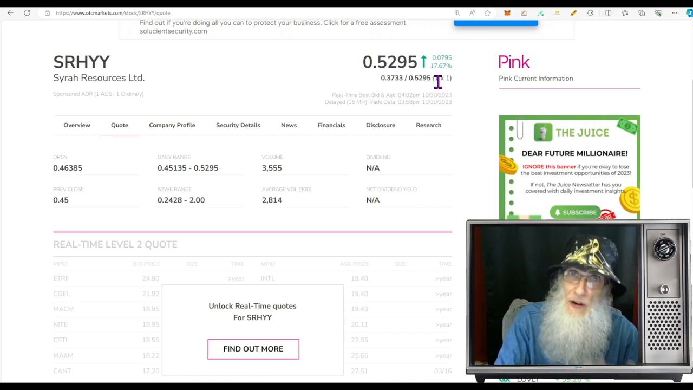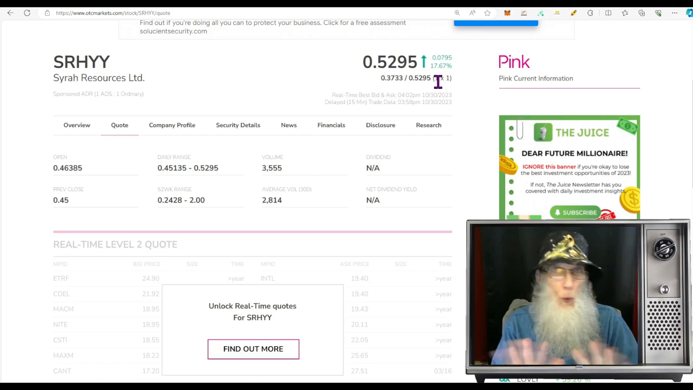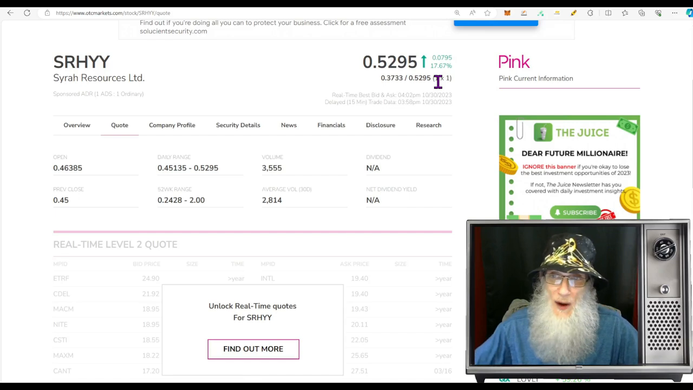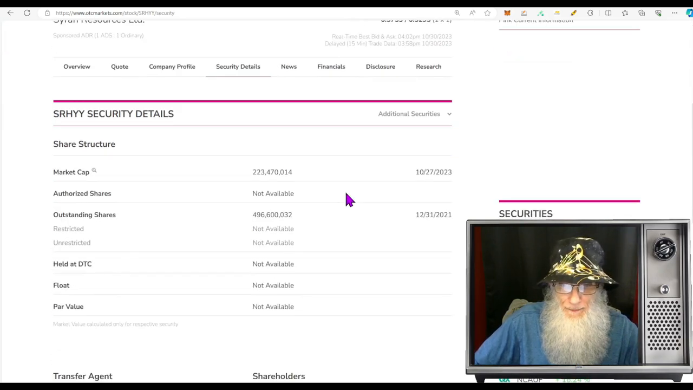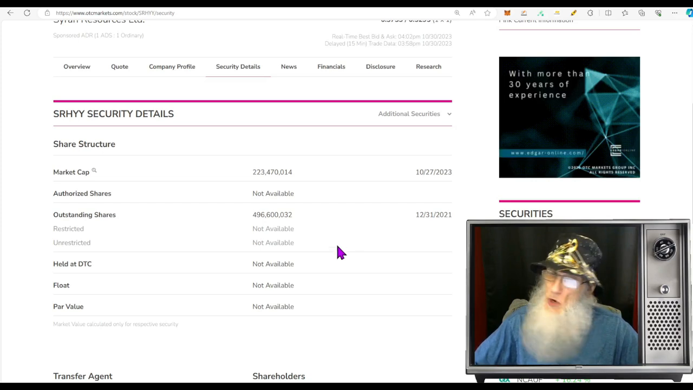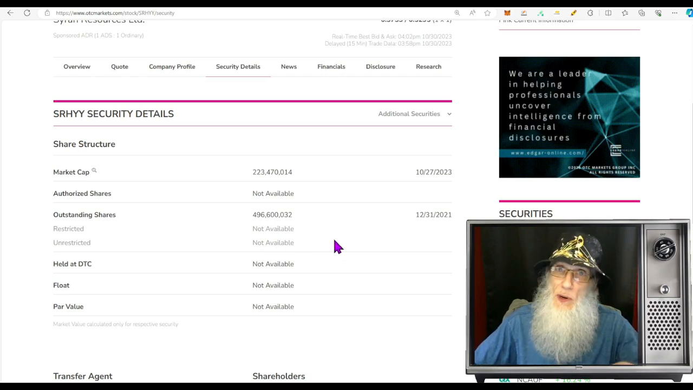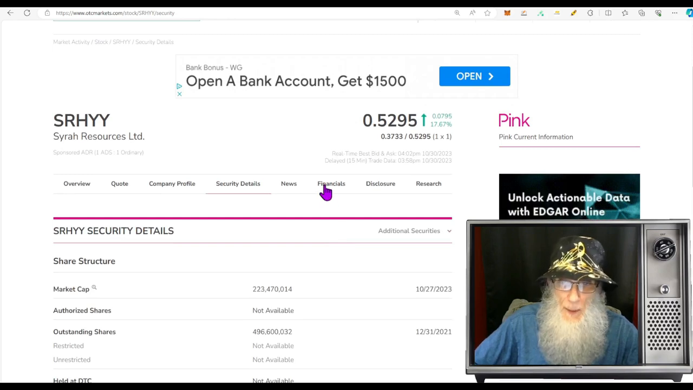Now, don't get confused. These are not warrants. These are just shares of stock. We just call them ADRs. Don't worry about it. There really is no difference in that regard. What is the share structure for this company? 496 million shares outstanding for the ADRs. No clue what the float is. Could be as high as a half a billion roughly, or it could be considerably less, which is what we're really hoping for here.